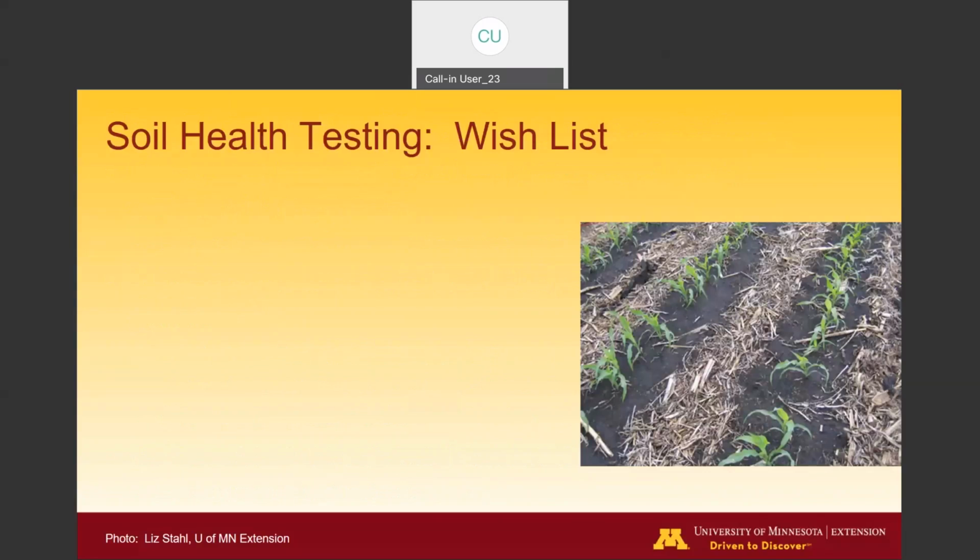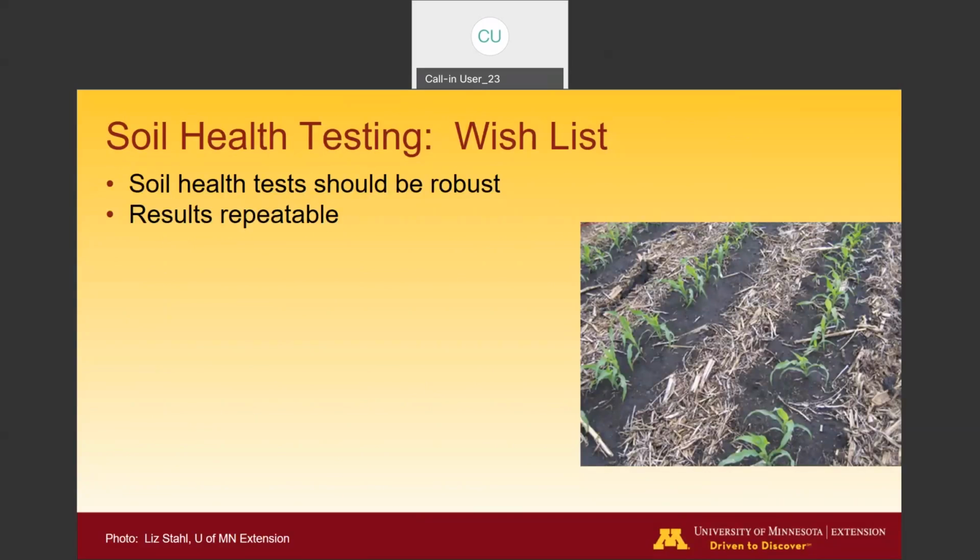So my wish list with soil health testing, I wanted to kind of wrap things up with that. My wish list would be having soil health tests that are robust. You could use over multiple environments. They could work in many different soil types and conditions. The results would be repeatable. It won't matter so much if you had a sample, cut it in half, you get very similar results with both halves, for example. Results would correlate to yield response.